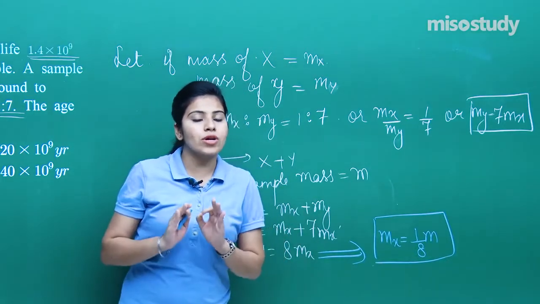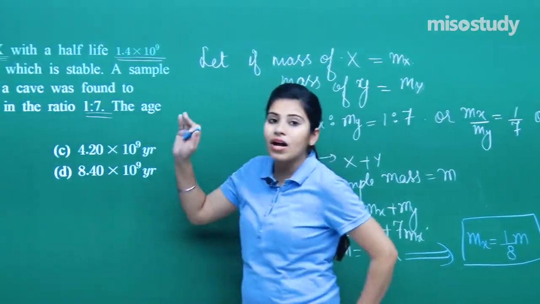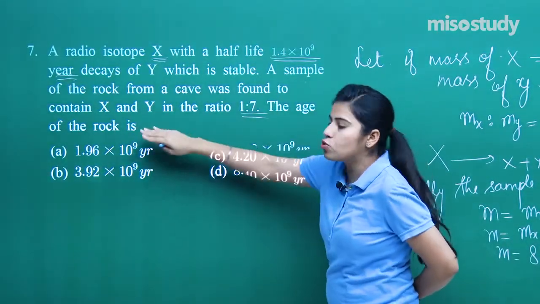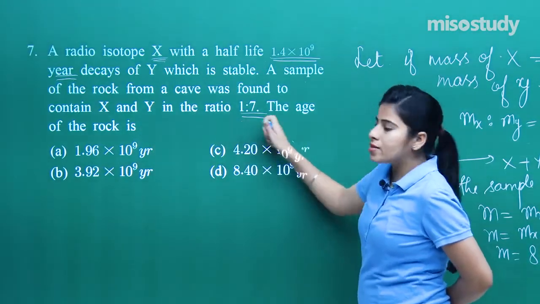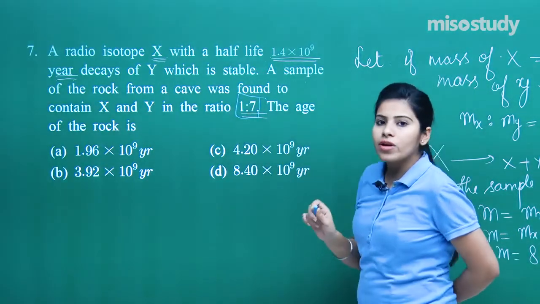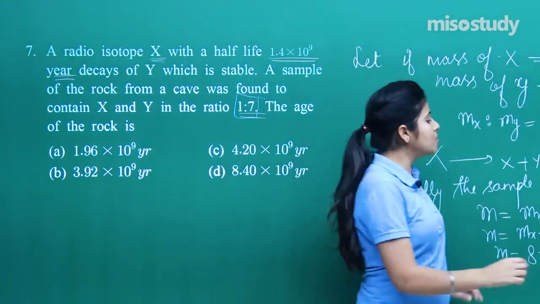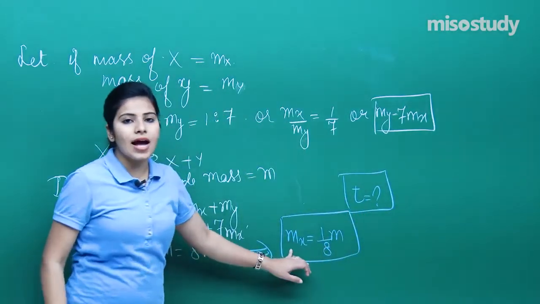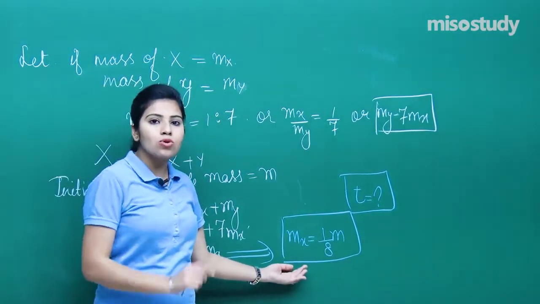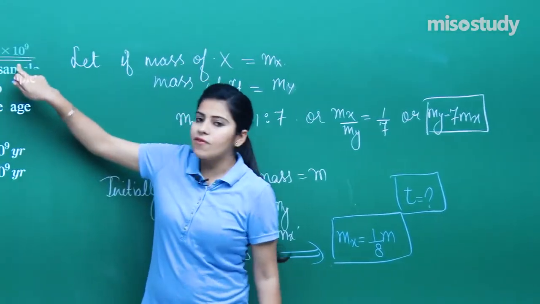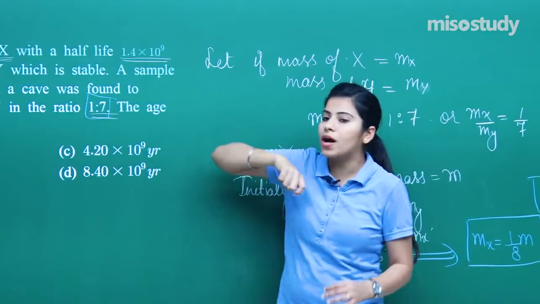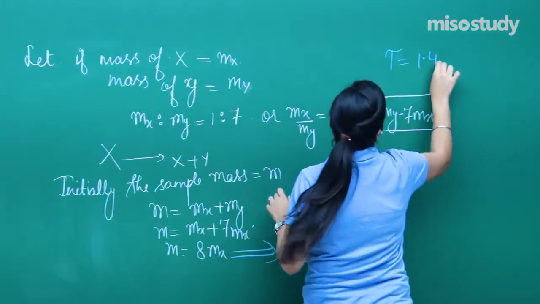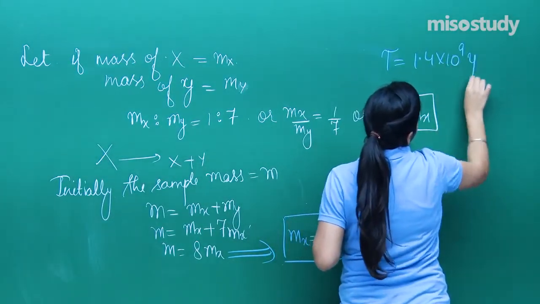Now let me just go back to the question and we'll just verify what are they asking us. They are saying that a sample of the rock from a cave was found to be containing the ratio x and y in this 1:7. So we have to calculate the age of the rock. So that means we have to find out the T. Now we have seen that when the mass has been decayed to this much and we have been given the half-life as 1.4 into 10 raised to the power 9 year. That means capital T has been given as 1.4 into 10 raised to the power 9 year.